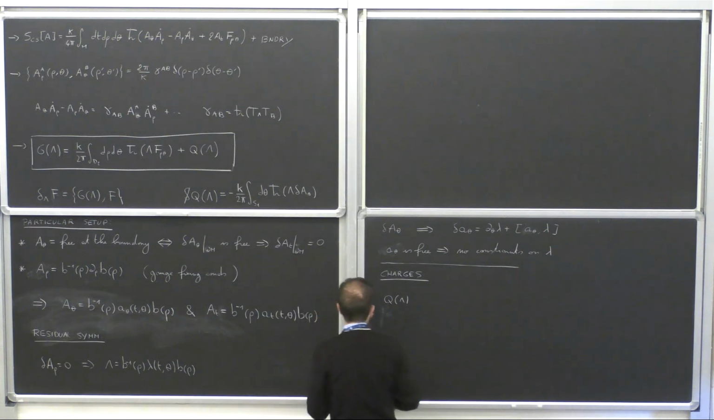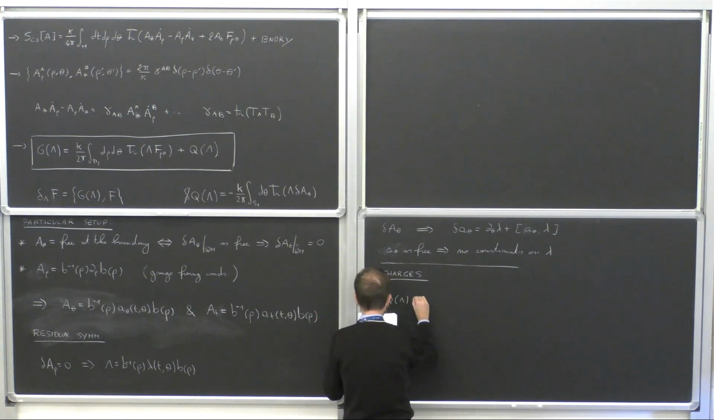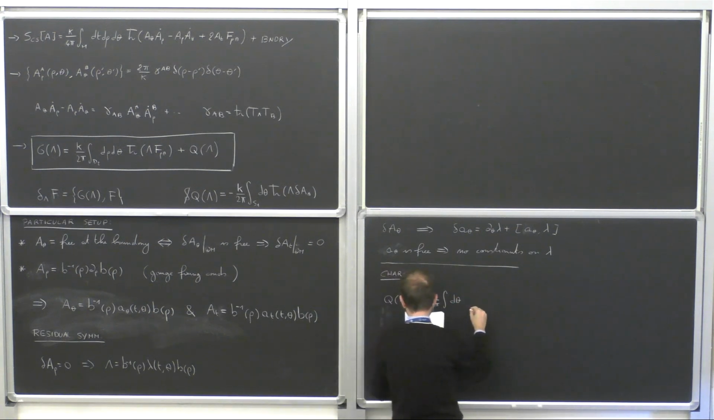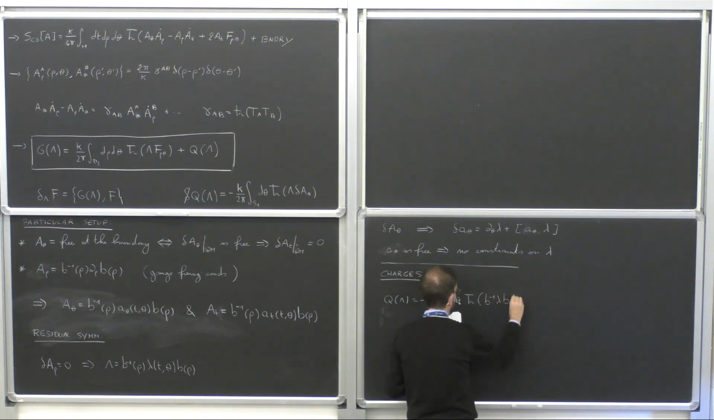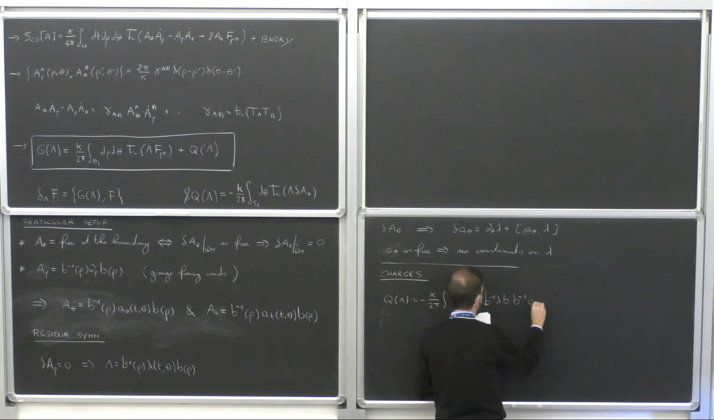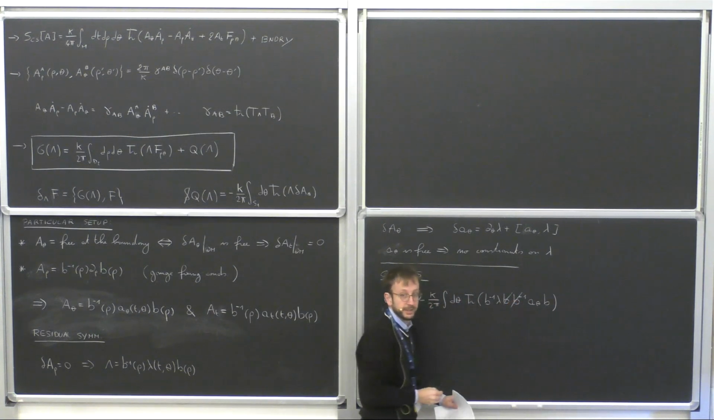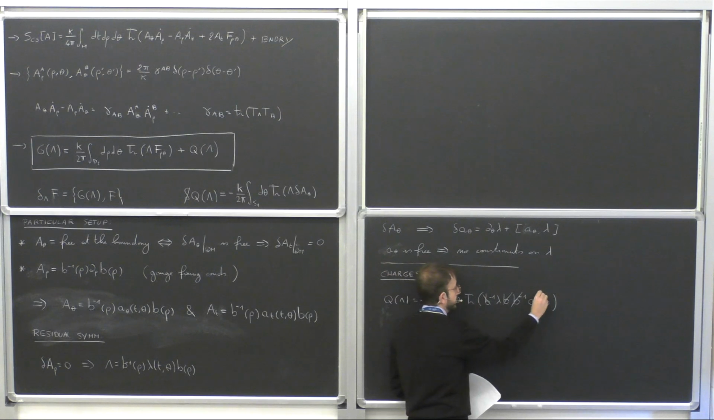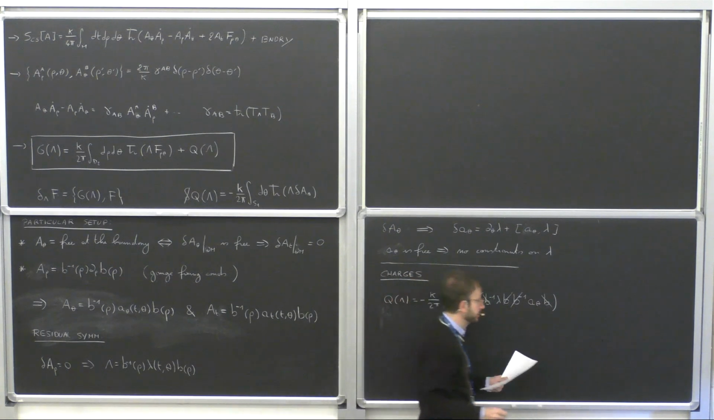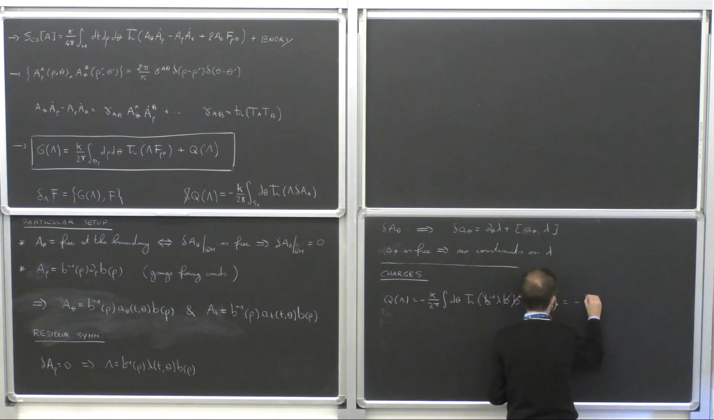If I can trivially integrate this variation, what I find is that q lambda is just minus k over 2 pi, the integral over d theta, trace of what? I just substitute the value that I have there, but then I have b minus 1 lambda b times b minus 1 a theta b. And then you see these two go away, and the other two go away as well, thanks to the cyclicity of the trace. So in practice, eventually, my boundary charge just takes this form.